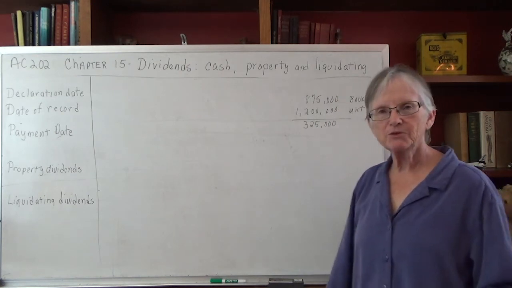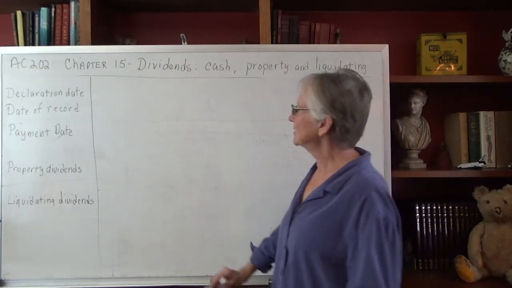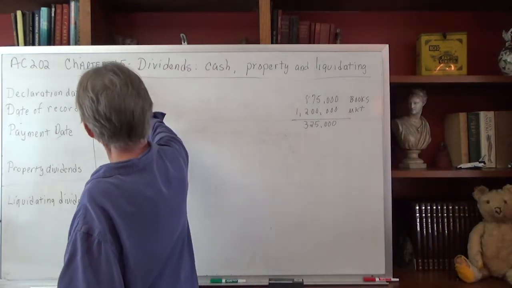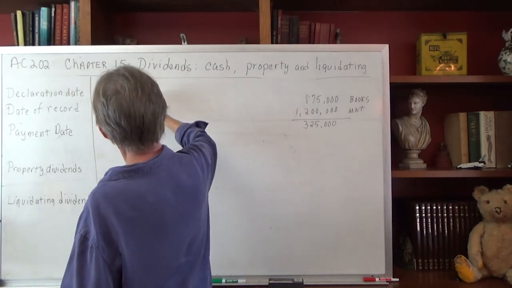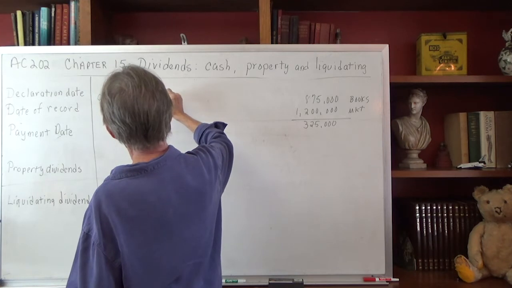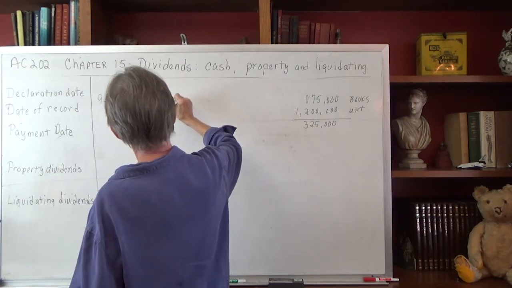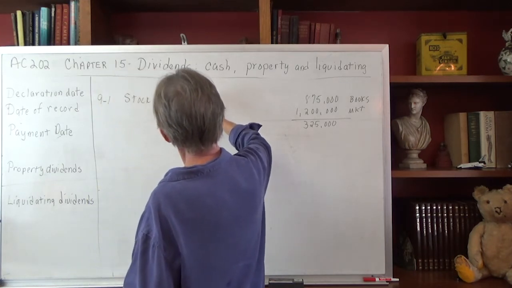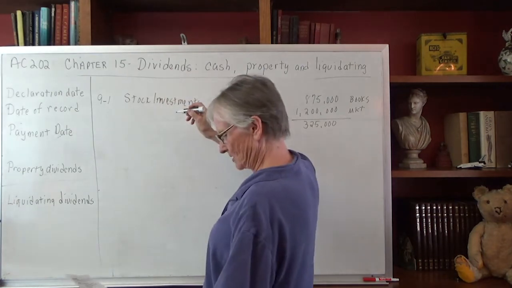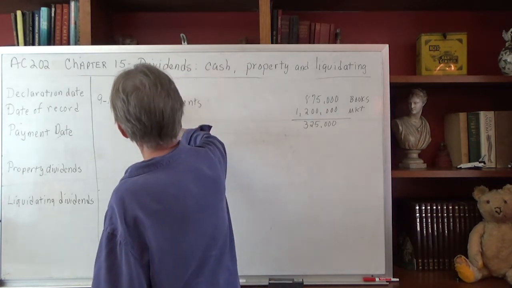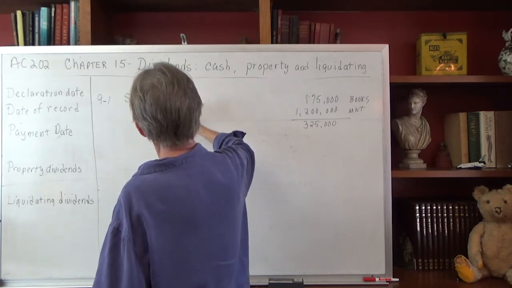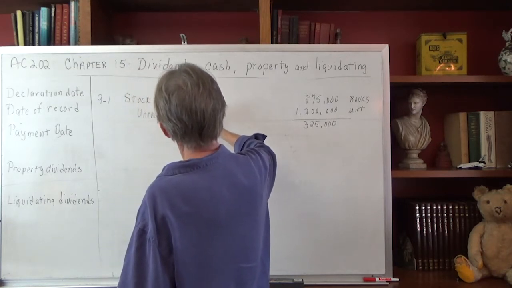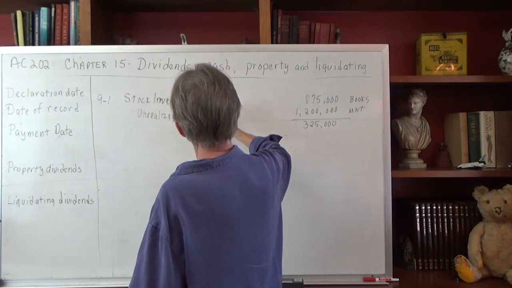So the first step in doing a property dividend, and just say this happens on 9/1, is you would increase the value of those stock investments. Okay, there we go. And this would be an unrealized, because we haven't sold those investments. So it would be an unrealized holding gain, or it could be a loss.